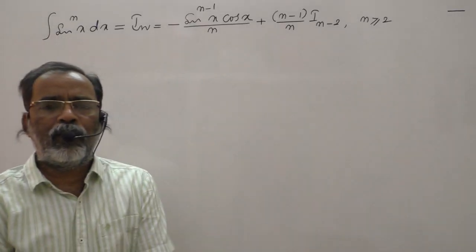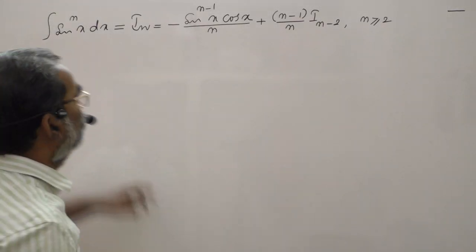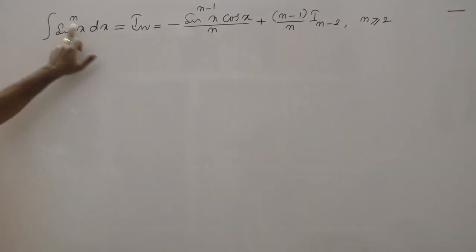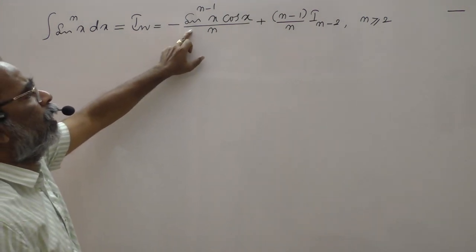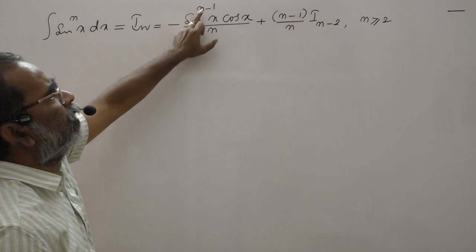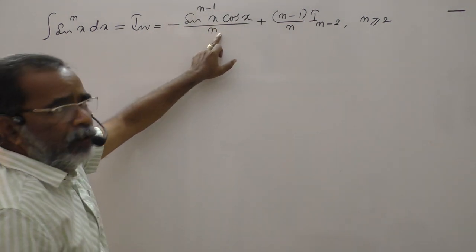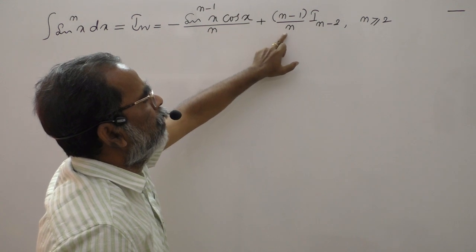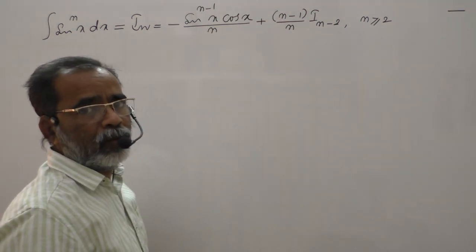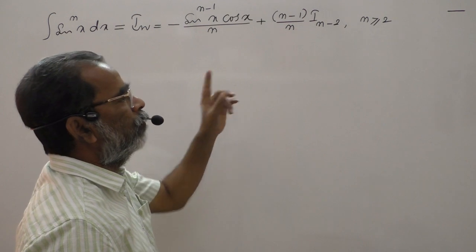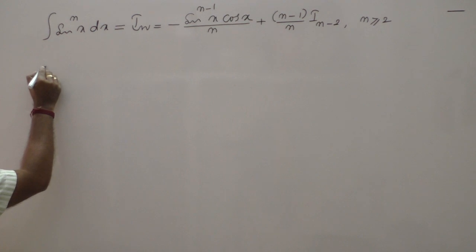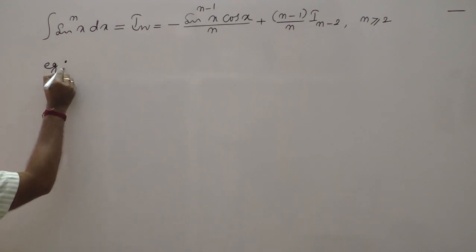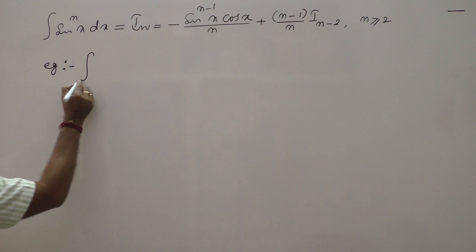Yes, we will see how to apply this formula. Just now we have seen the integral of sine power n x dx, whose power is n, denoted by I n. Its integral is minus sine power n minus 1 x cos x by n, plus n minus 1 by n into I n minus 2. This is the reduction formula for sine power n, applicable when n is greater than or equal to 2. We will see an example of how to solve a problem.